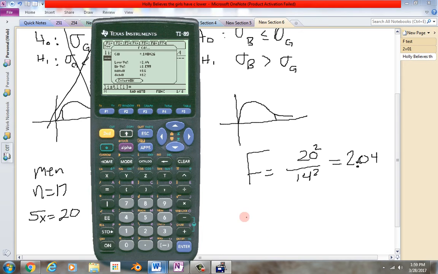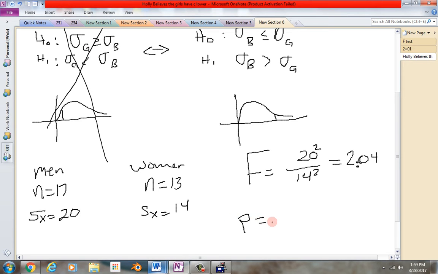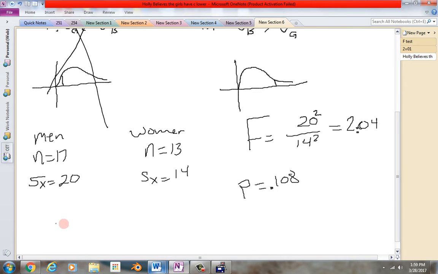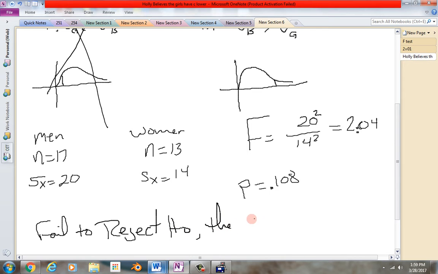Okay? And so I do this, and I get 0.108 for a p-value. P is 0.108. Now, I didn't pay attention. Did I say alpha 0.05? I didn't, but let's just say I did. Let's say the alpha was 0.05. And so because P is greater than alpha, once again, we are failing to reject H naught, which of course means that Holly's wrong. And what does that mean when she's wrong? That means that the standard deviation for boys is not significantly bigger than for girls.